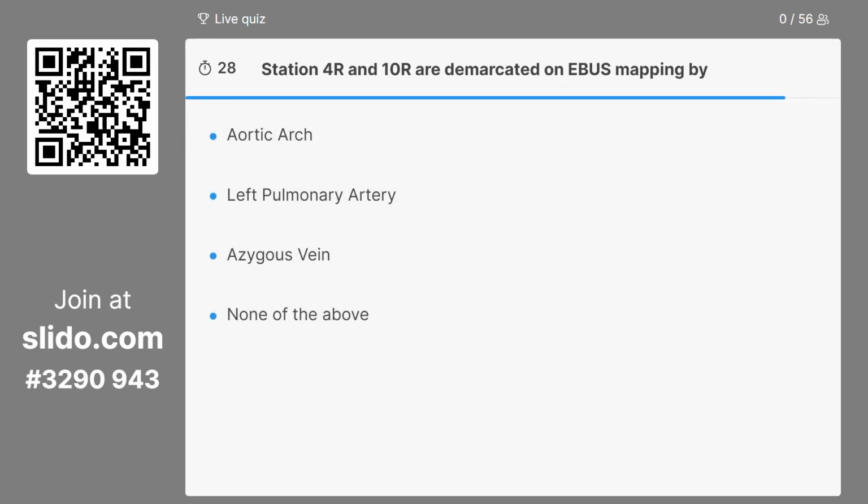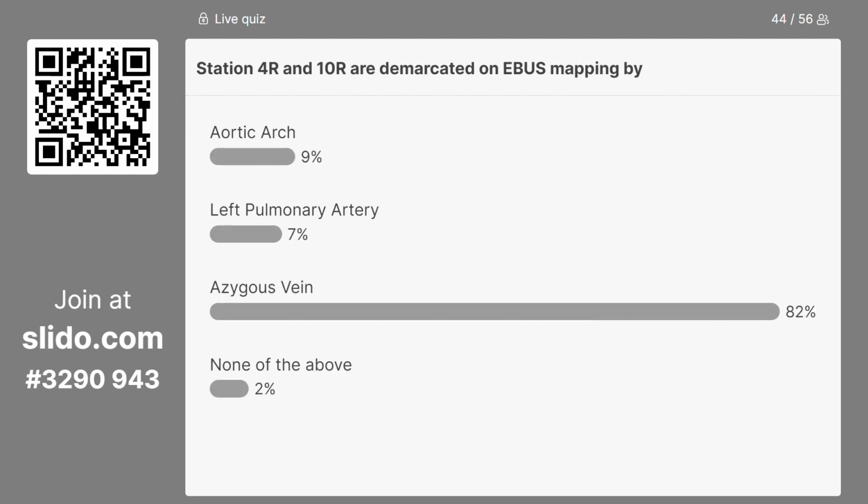And okay, the second question is also here. So station 4R and 10R are demarcated on EBUS mapping by which of the following? A, the aortic arch, the left pulmonary artery, the azygous vein, or none of the above. Correct answer is the azygous vein.